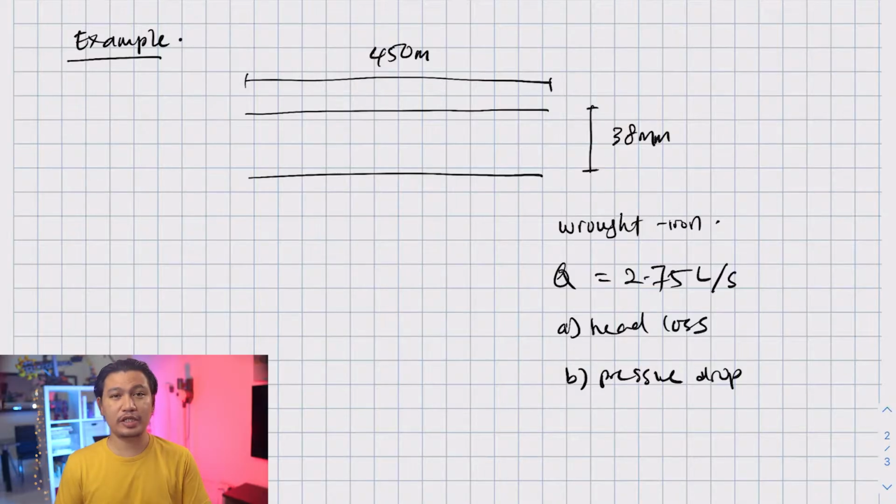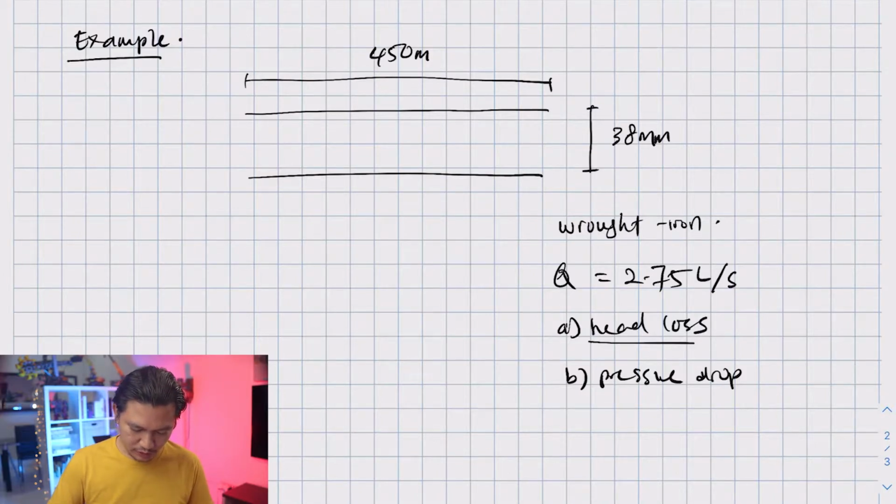Head loss is HL, and we know that in order to get pressure from H is simply using the formula P equal to rho times G times H, but that comes later. So now, how are we going to find the head loss? Let me write the equation first. HL is equal to FL over D times V squared over 2G.